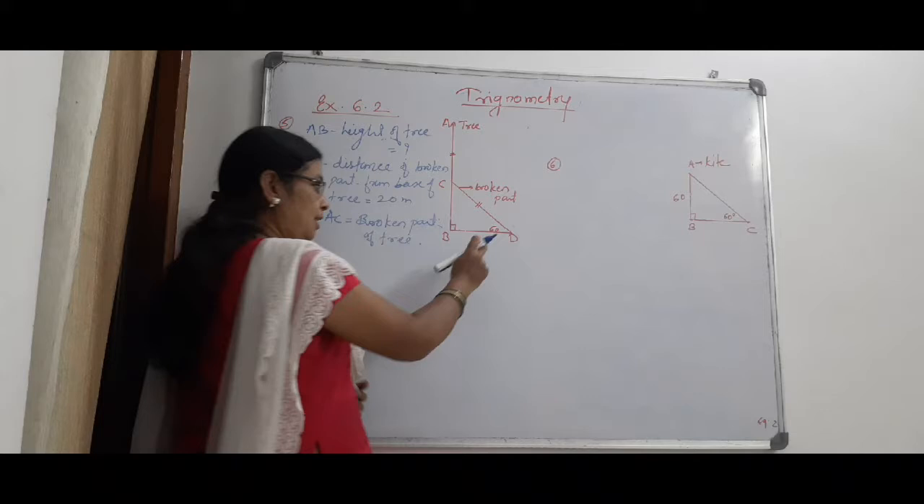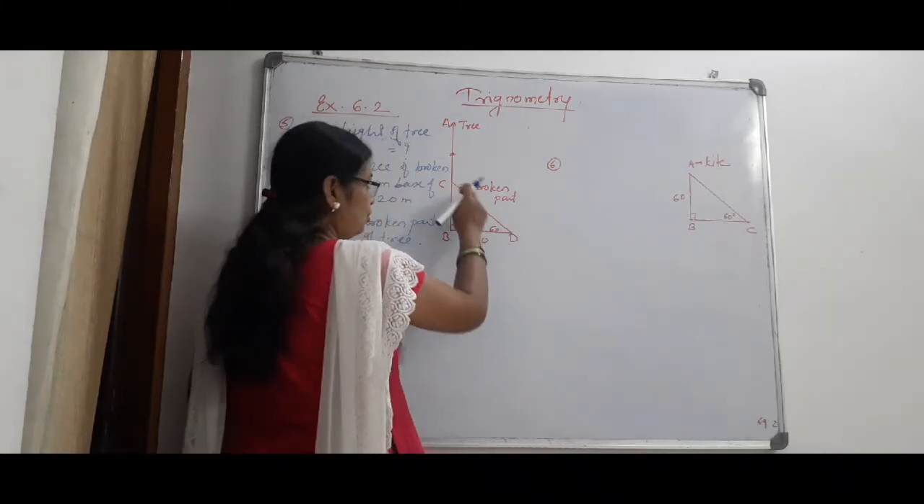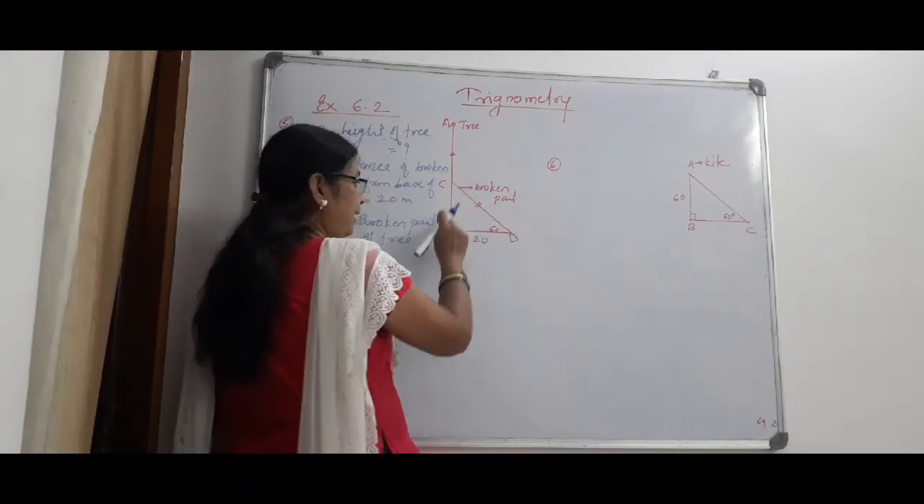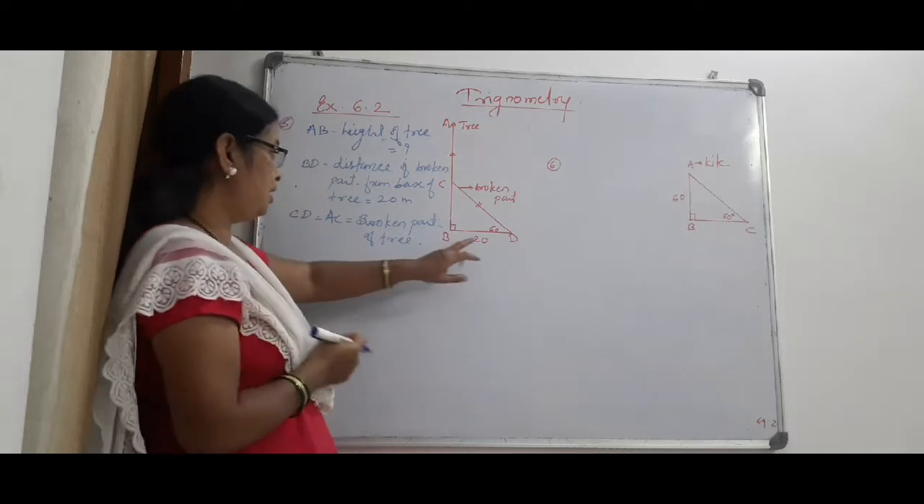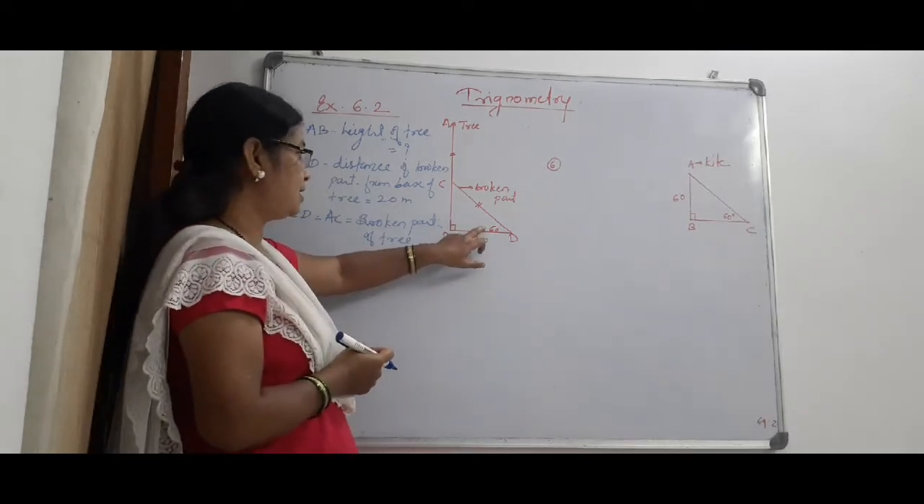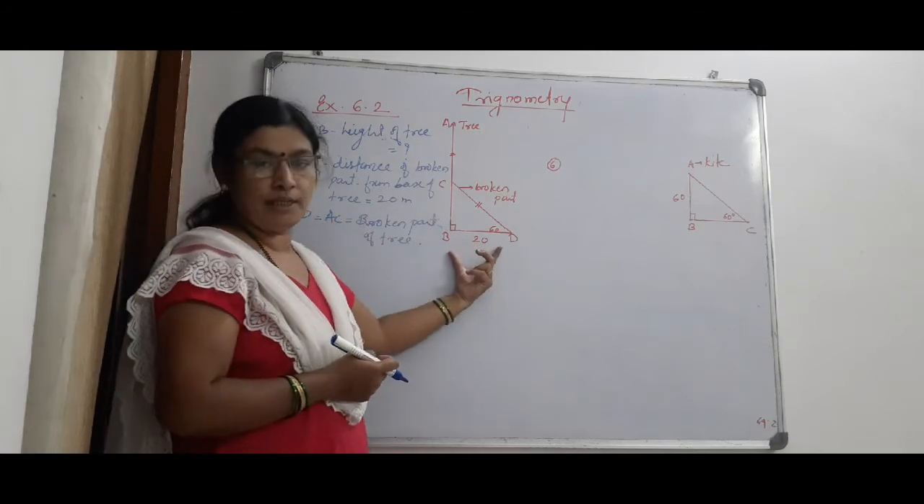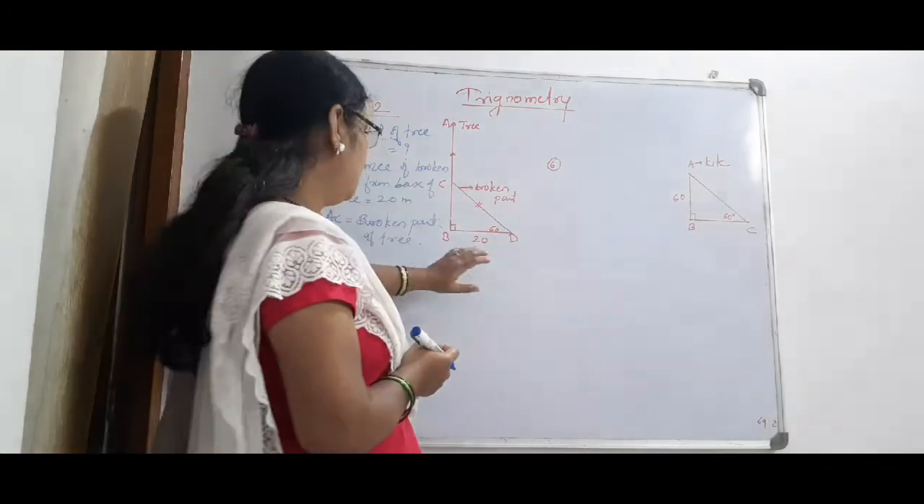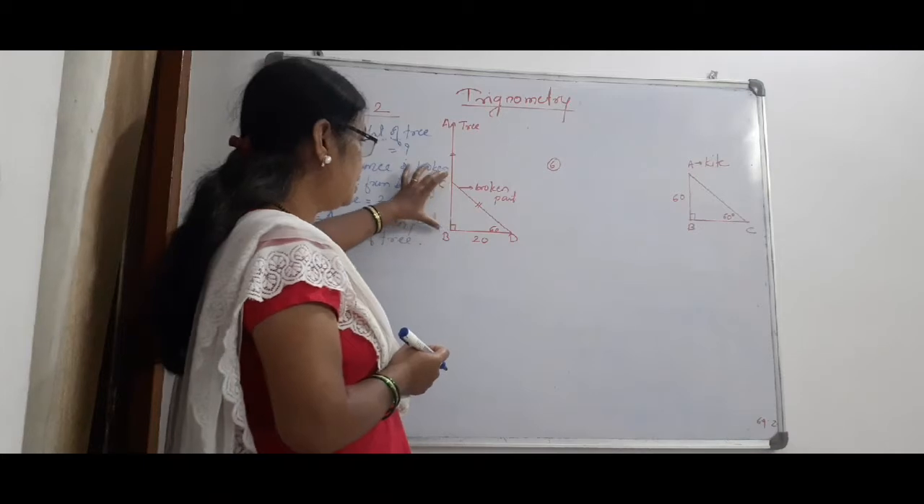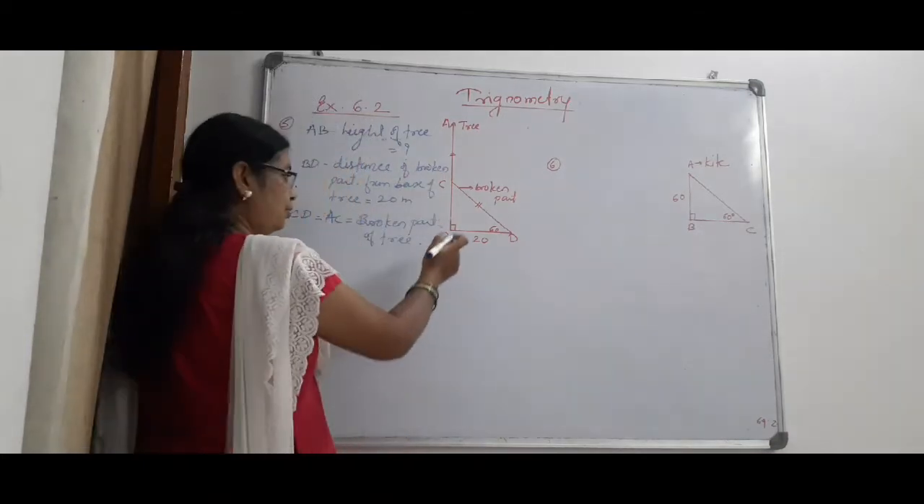So here which angle is given? 60 is given. You have to find out CD and BC first. This angle is 60. You have to find out CD, which means opposite side. Adjacent side is given. So what you have to find out first? BC.